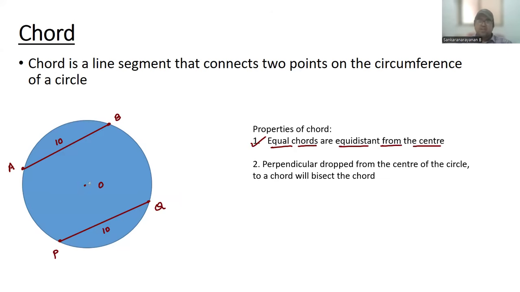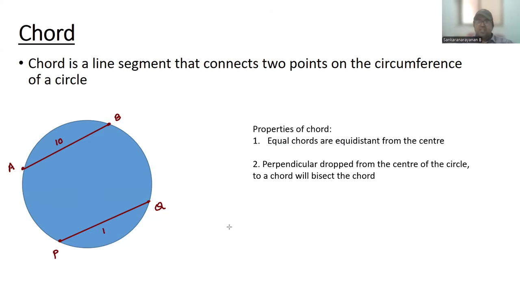So if I consider the perpendicular distance from O to AB, and the perpendicular distance from O to PQ, I can see that the distance from the center to chord AB and the distance from the center to chord PQ measure the same. The distance will be the same. So that's the first property that you have to consider.